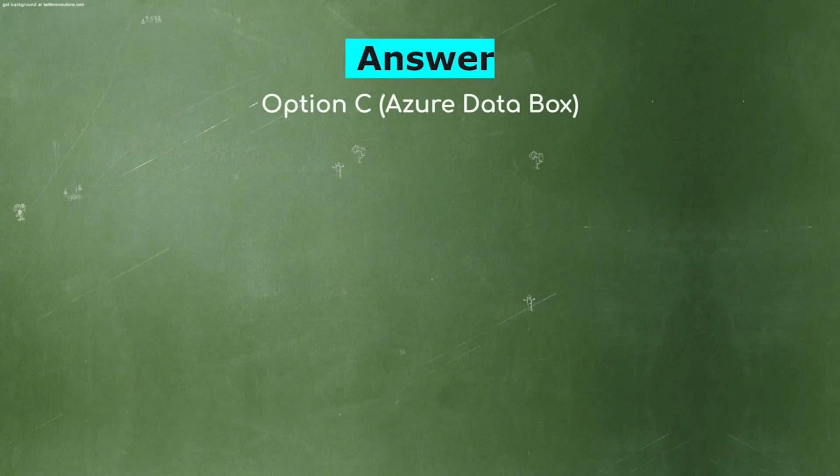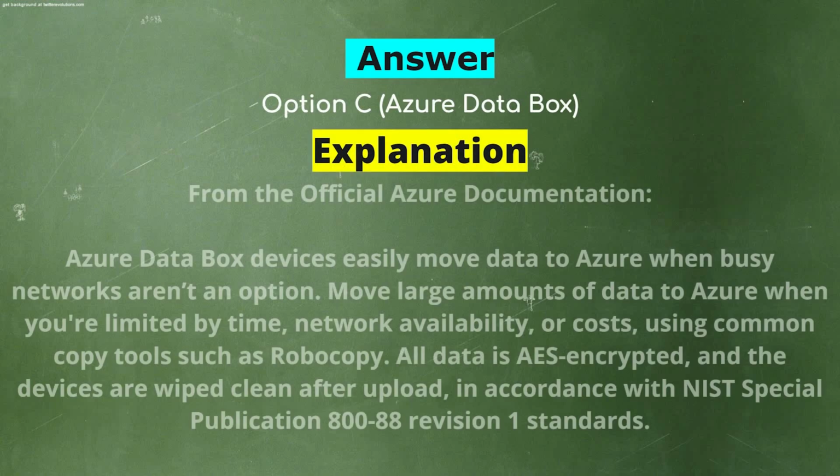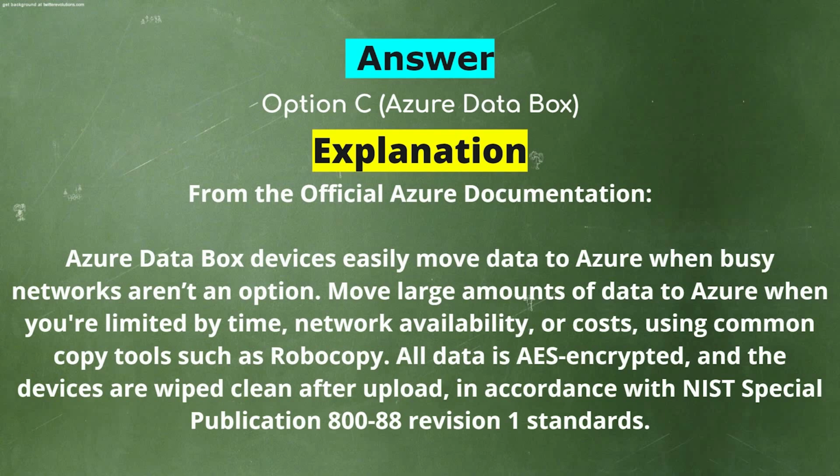Azure Data Box. Explanation. From the official Azure documentation, Azure Data Box devices easily move data to Azure when busy networks aren't an option. Move large amounts of data to Azure when you are limited by time, network availability, or cost using common copy tools such as Robocopy. All data is AES encrypted and the devices are wiped clean after upload in accordance with NIST Special Publication 800-88 Revision 1 standards.